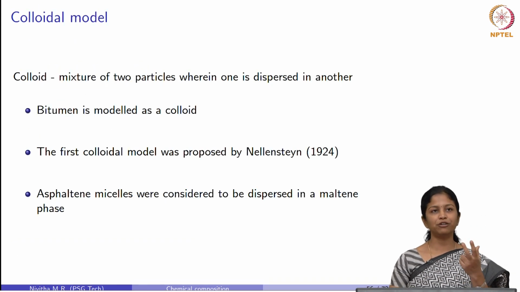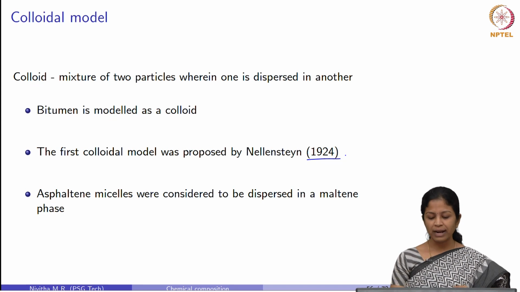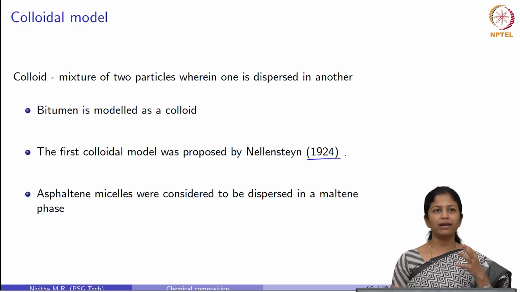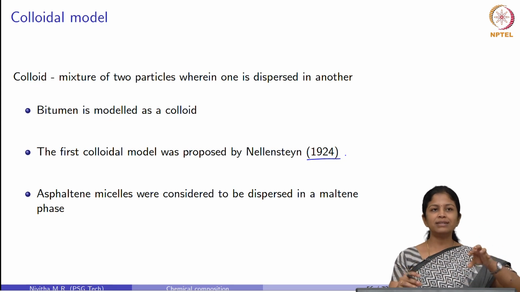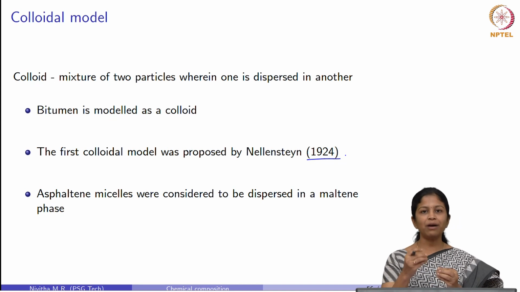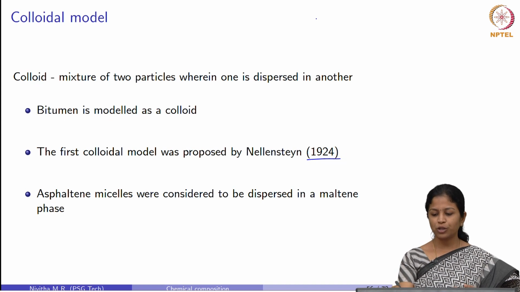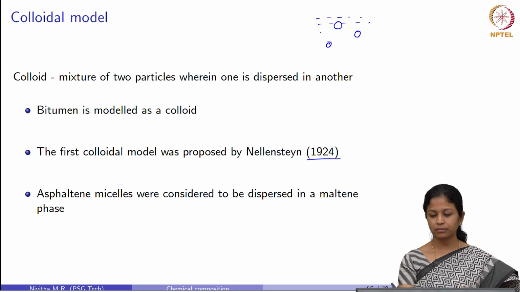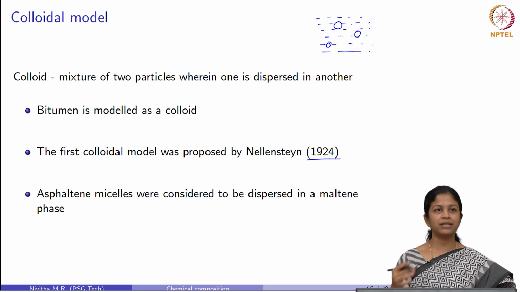When we look at the microstructural model, bitumen was modeled as a colloid as early as 1924. In 1924, Nellenstein proposed the first colloidal model. What do I mean by a colloid? We have two materials, one dispersed in another. We have one component which is dispersed and another one which forms a matrix. We can represent it something like this. We have some particles which are dispersed in something else.